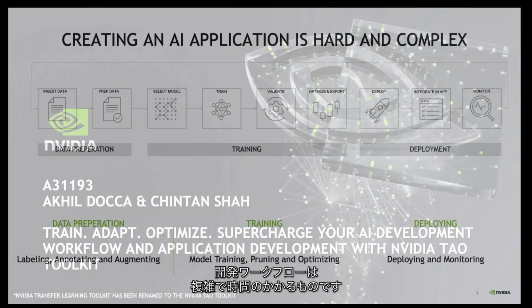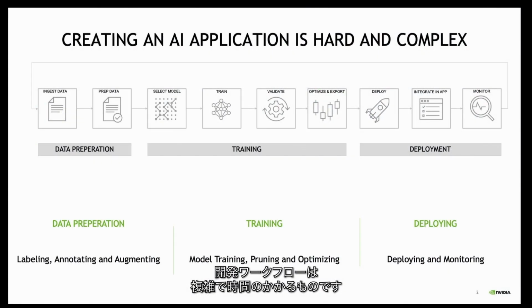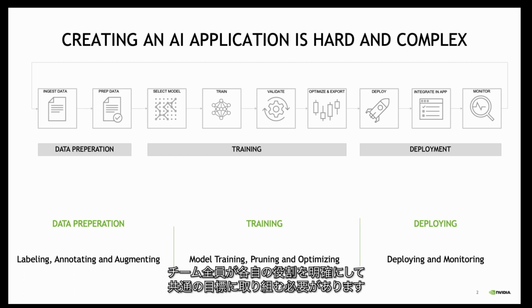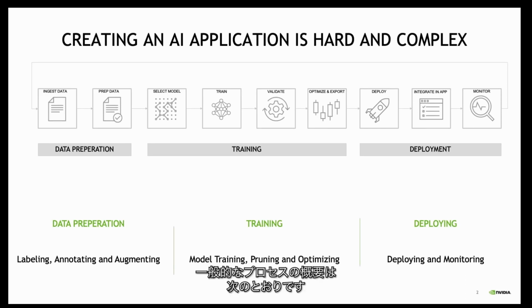AI is hard, and AI workflows are complex and time-consuming. They are complex because they require the collaboration of different personas, with each role having its own set of challenges. Essentially, it's a team sport, and everyone on the team has to have a defined role and a common goal. Let's walk through a typical process at a very high level.